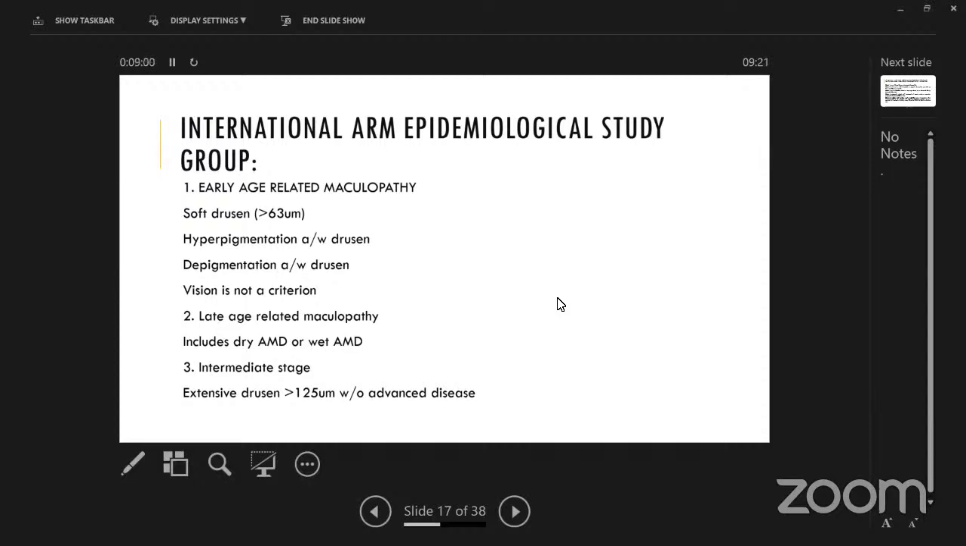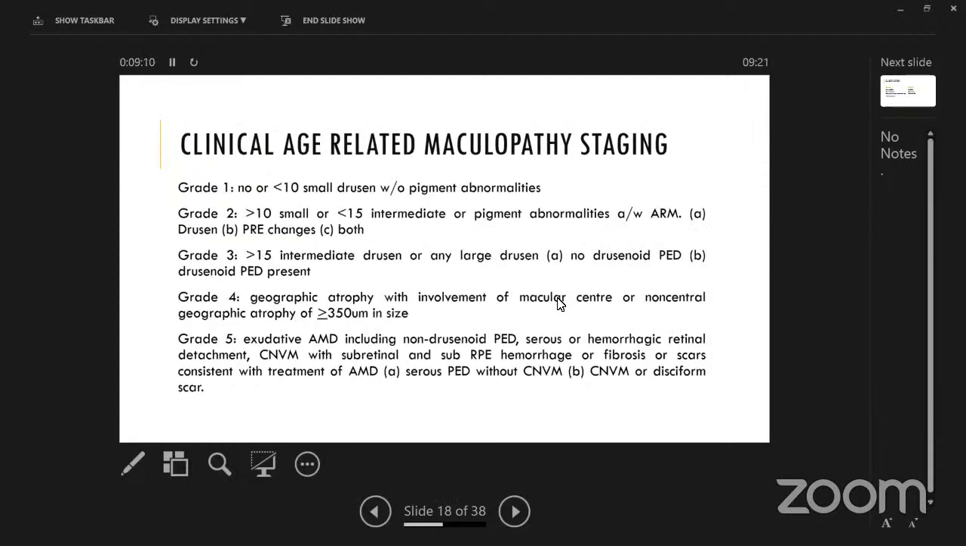The late age-related maculopathy includes dry AMD or wet AMD, and the intermediate state includes extensive drusen more than 125 microns without advanced disease. So there's the clinical age-related maculopathy staging, where grade 1 is no or less than 10 small drusen without pigment abnormalities. Grade 2 is more than 10 small or less than 15 intermediate drusen, or pigment abnormalities associated with ARM. Drusen, RPE changes, or both could be present.